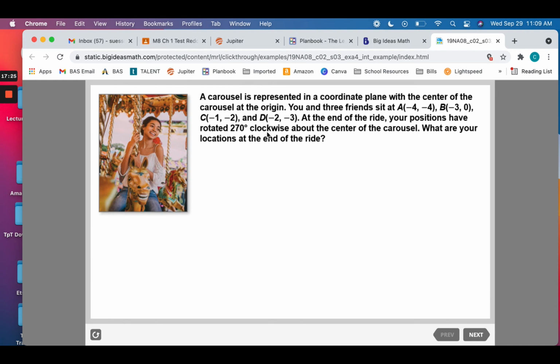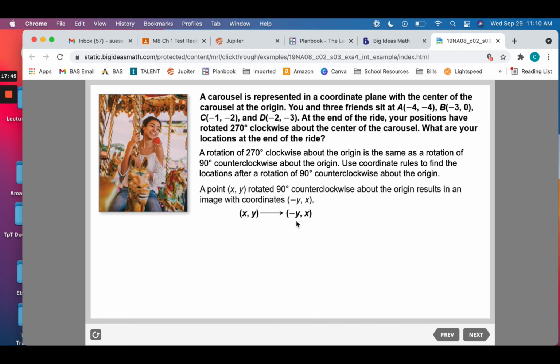Okay, so this says clockwise. What are our rules written in? Counterclockwise. So which rule are we going to use? If I went 270 clockwise, I pointed at you twice. You didn't say it. So I went 90 degrees counterclockwise technically. So I'm going to use my 90 degrees counterclockwise rule, which is flip it and make the Y change the sign. So let's look at A.